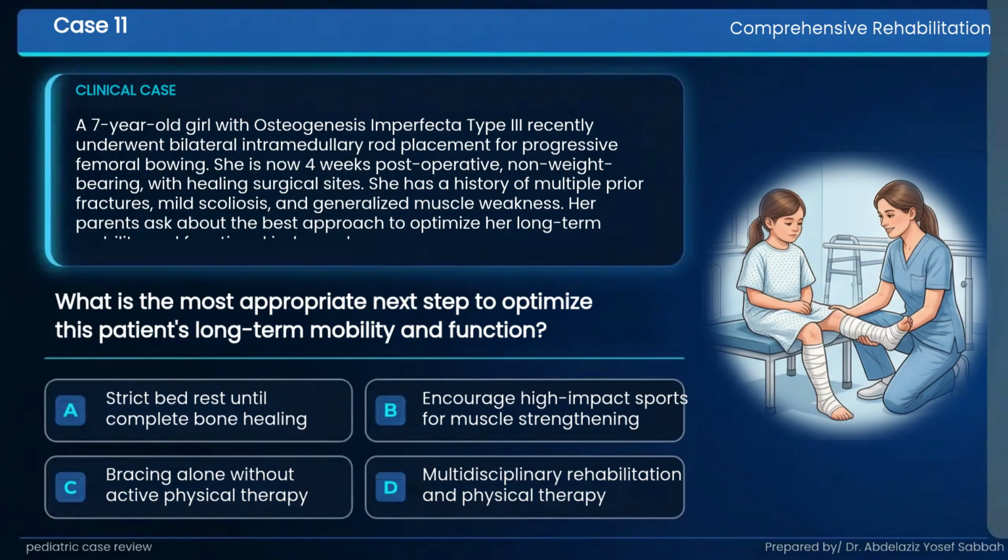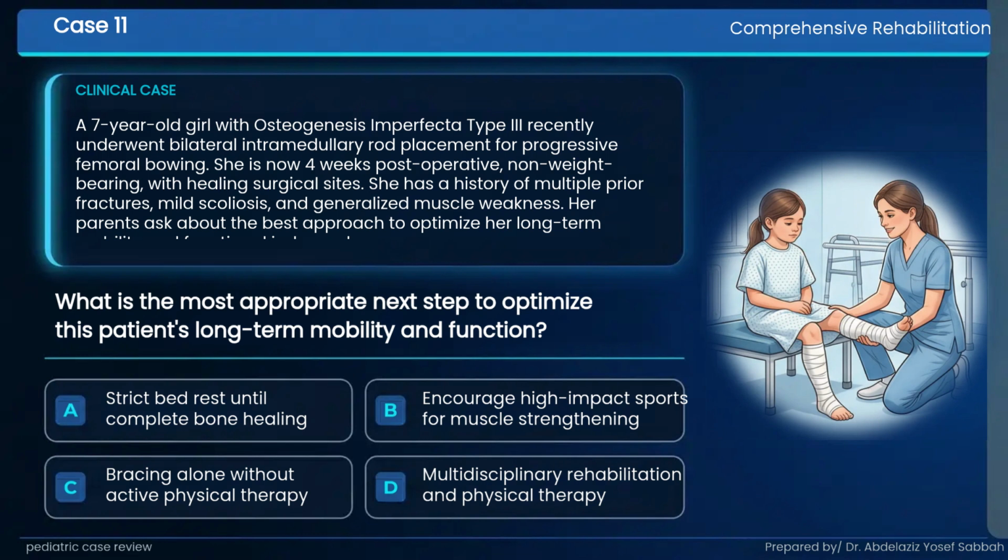Case 11. A 7-year-old girl with osteogenesis imperfecta type 3 recently underwent bilateral intramedullary rod placement for progressive femoral bowing. She is now 4 weeks post-operative, non-weight-bearing, with healing surgical sites. She has a history of multiple prior fractures, mild scoliosis, and generalized muscle weakness. Her parents ask about the best approach to optimize her long-term mobility and functional independence. What is the most appropriate next step to optimize this patient's long-term mobility and function?